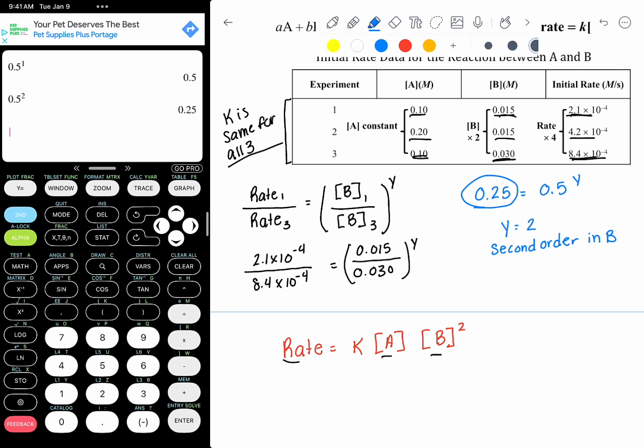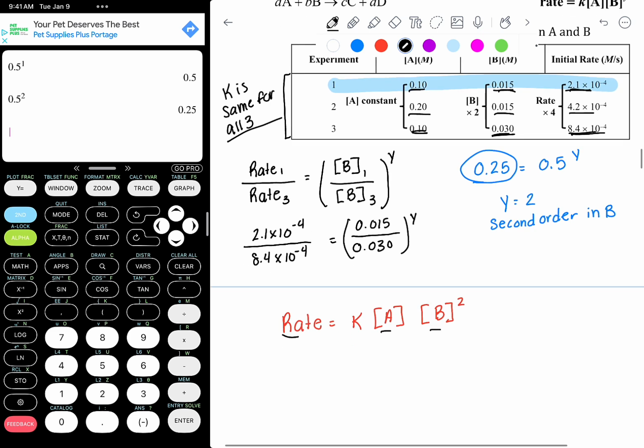So you can choose any of the experiments that you want. You can choose the first one, the second one, the third one. I'm going to choose the first one. If you want to do this calculation with me but use the second one or the third one and double check, or make yourself believe in your own head that you can use any of these experiments to get the same value, feel free to do that. I'm going to use the information from experiment 1.